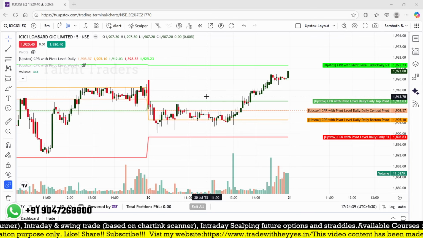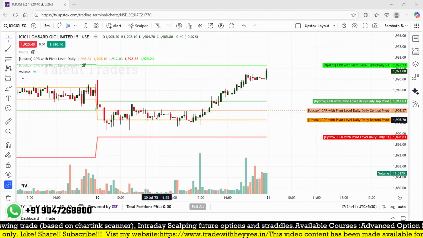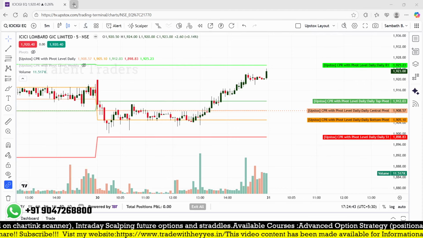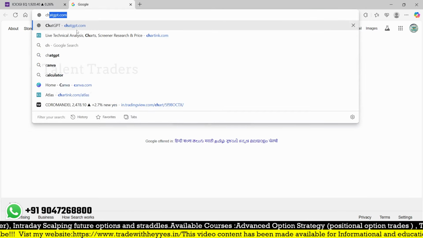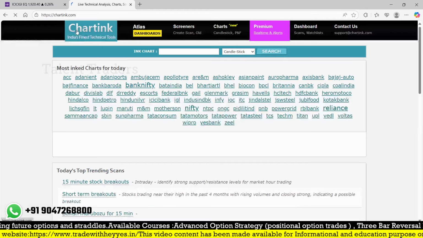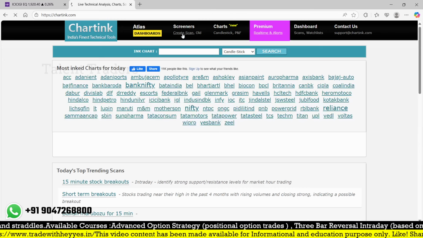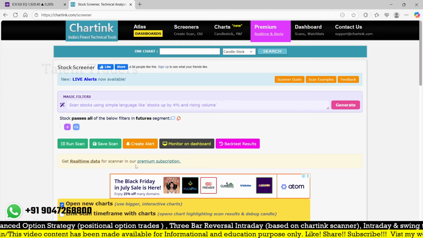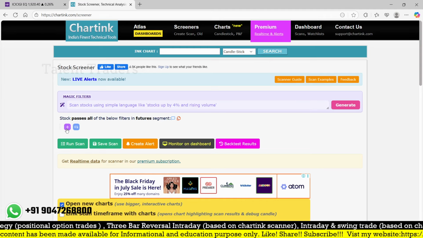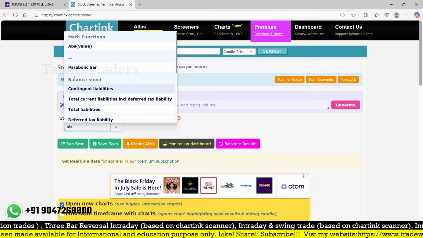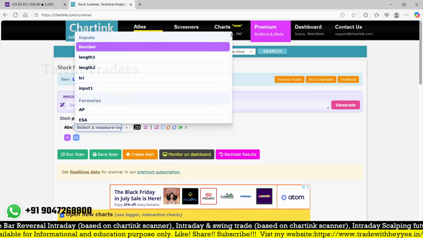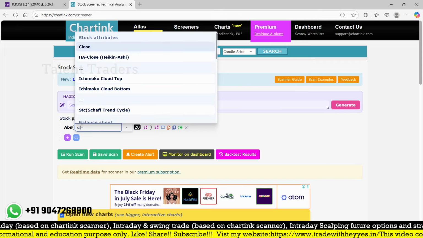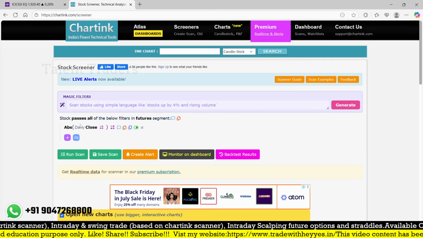Okay, so let me try to create a scanner. It is CPR based only, and a huge volume should happen at that particular time. In this case, I am going to take a 5 minute time frame. Here we have to use the custom indicator, so I am finding the values of that particular time frame. I am using ABS of the closing price of the 5 minute candle.